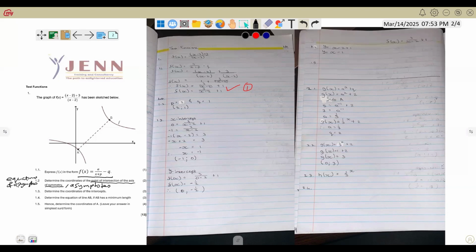But if they say equations of the asymptotes, it must be an equation. But you see how you wrote on your answer there? If they asked you the equations of the asymptotes, we don't use p and q. If you use p and q, you lose marks. So I must use x and y for equations of asymptotes.